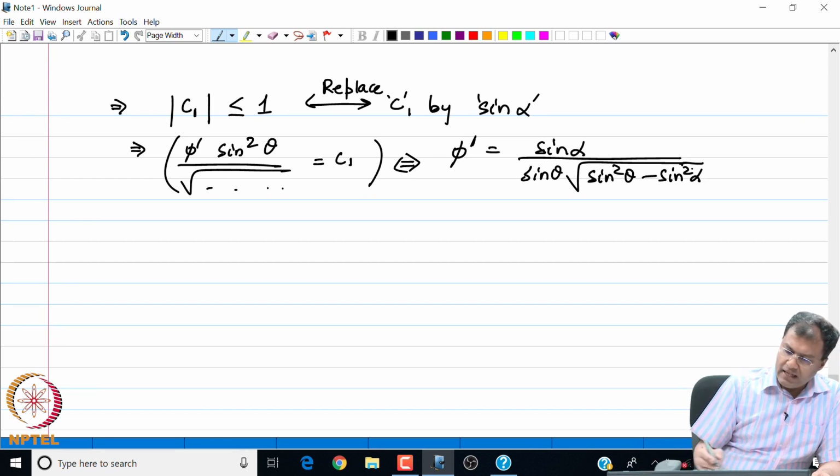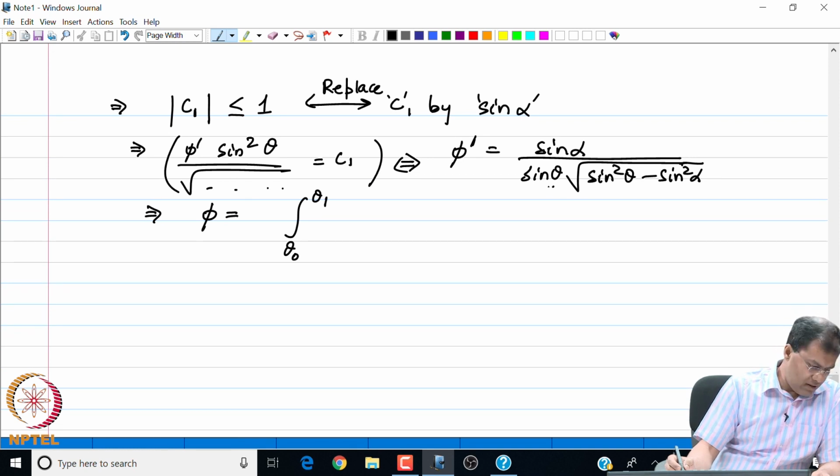Okay. So, the next step will involve integrating phi with respect to theta. Let me just write that step. So, phi is the integral from theta 0 to theta 1. Notice that since we are using the limits theta 0 and theta 1, let me change the variable theta to another dummy variable zeta.